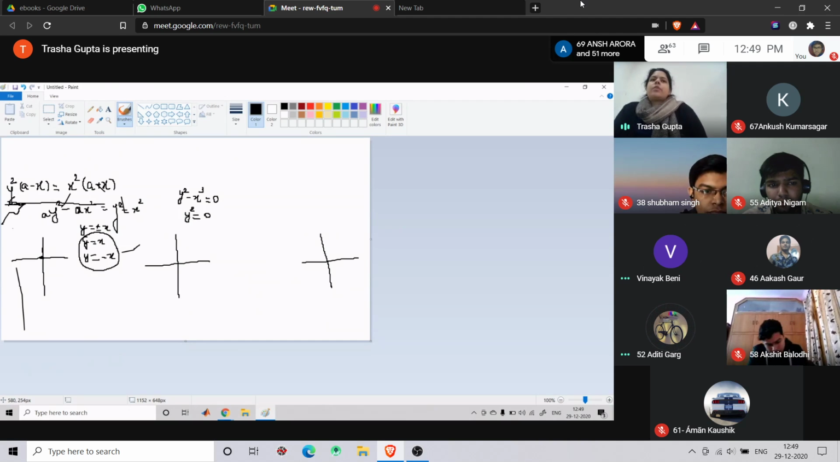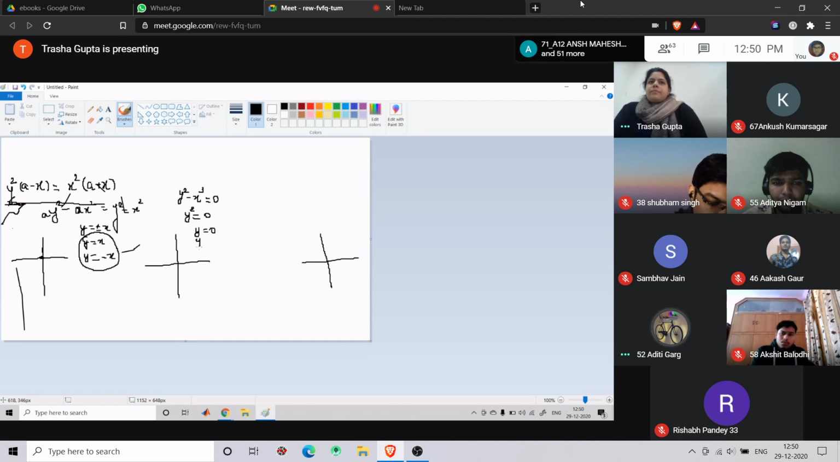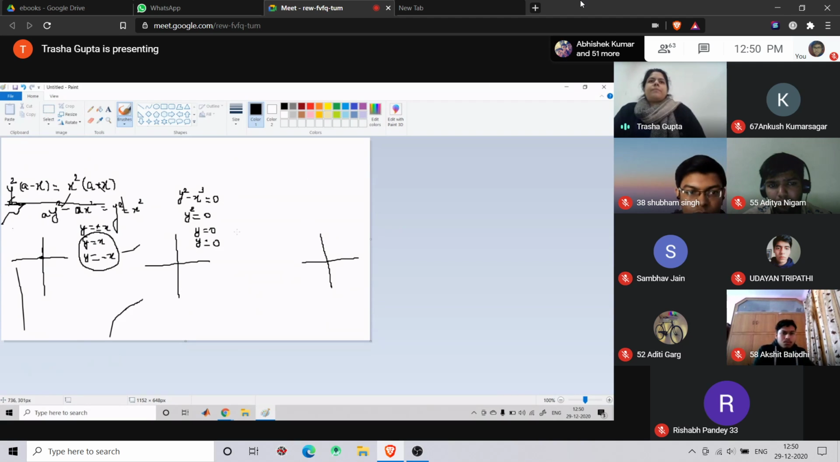How many tangents are there going to be? Two tangents, but they are real and coincident. The two tangents are y is equal to 0 and y is equal to 0, and they are coincident. Is that fine? So I'll just show you the shape of the curve. The origin is going to be a cusp.